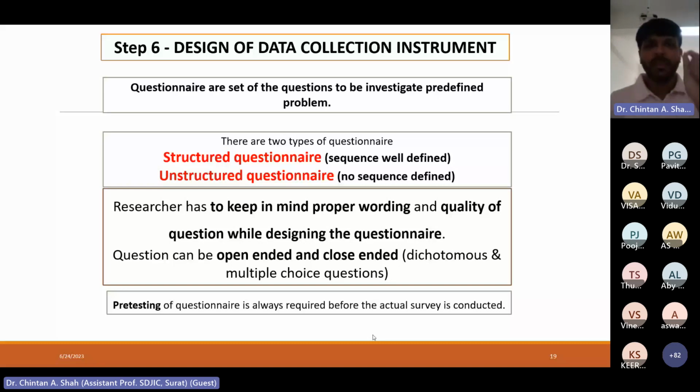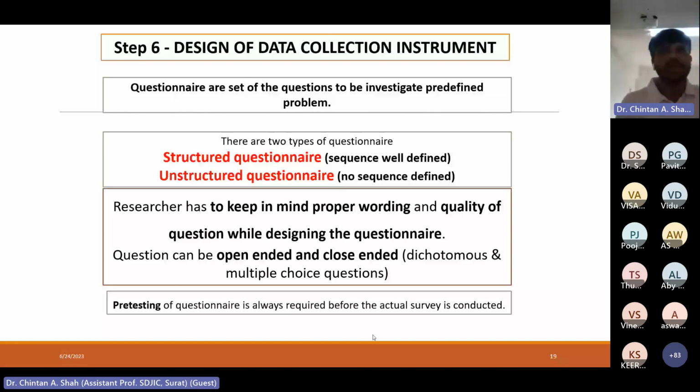The researcher has to keep in mind proper wording and quality of questions while designing the questionnaire. Two essential aspects are very important. The first is proper wording: you use proper wording to extract the answer from the respondents. The second is the quality of questions: what kind of questions you are going to ask is very important. A question can be open-ended, close-ended, unstructured, structured, or a multiple choice question.